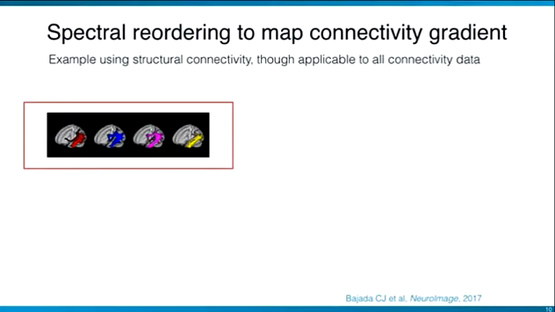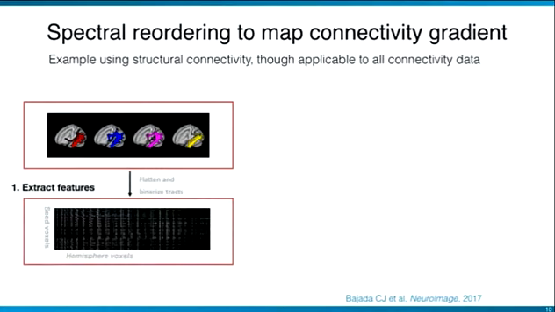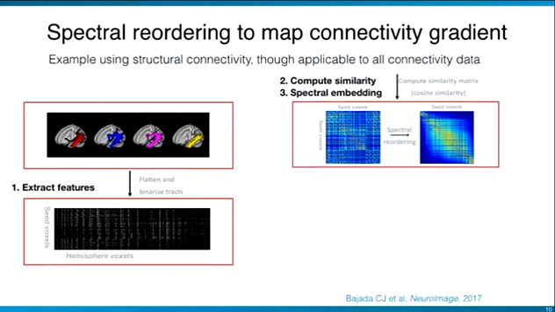So what are the methods for using spectral reordering? In this work by Claude Bajada, that was published last year in NeuroImage, they take probabilistic tractography maps from every voxel, in this case within the temporal lobe, and extract the features. So we have seed voxels that we're interested in by the target voxels, which we've already discussed. We compute the similarity of each of those seed voxels. And then the spectral reordering step, which we'll go into in more detail in a few moments.